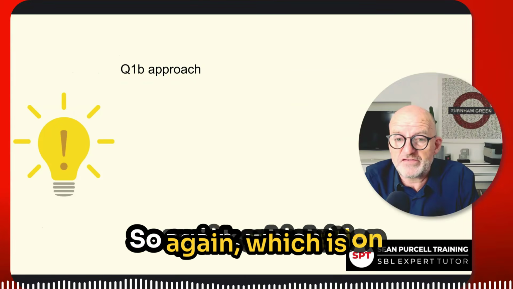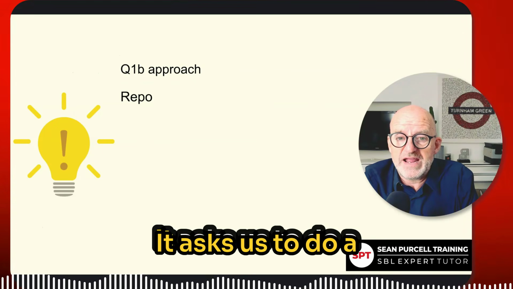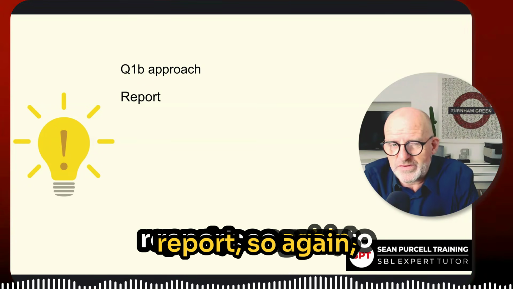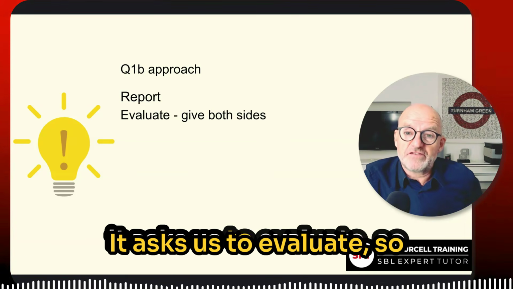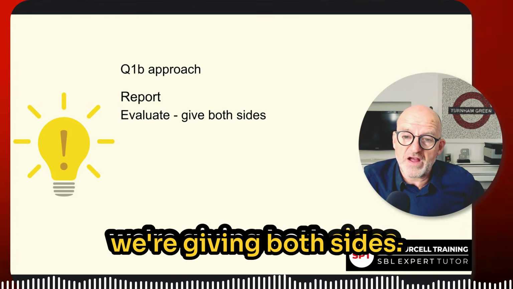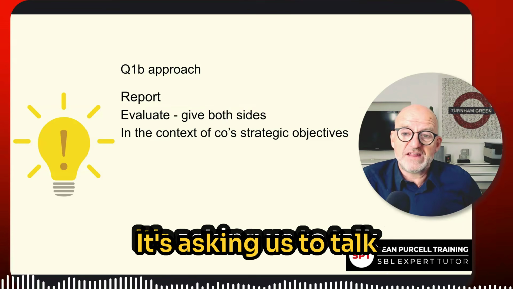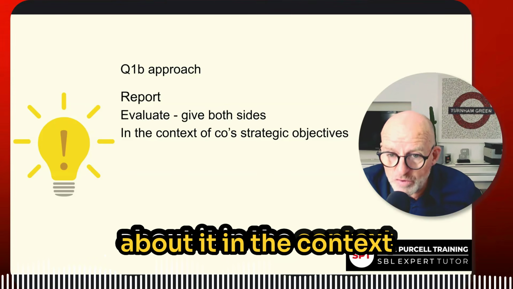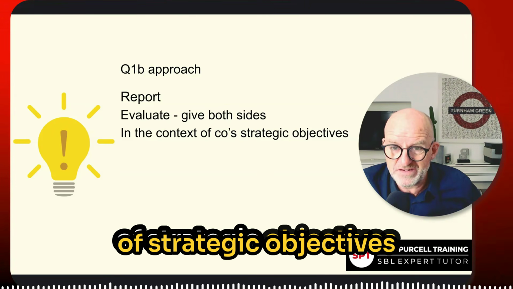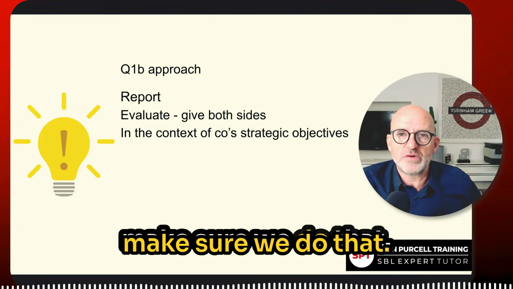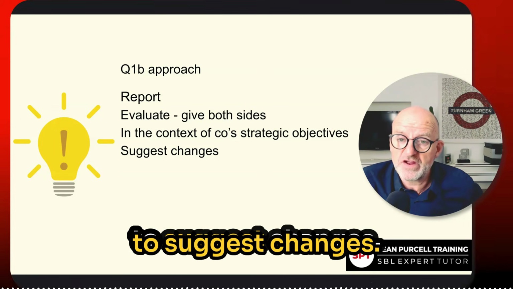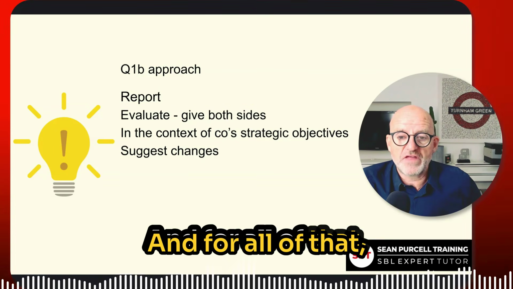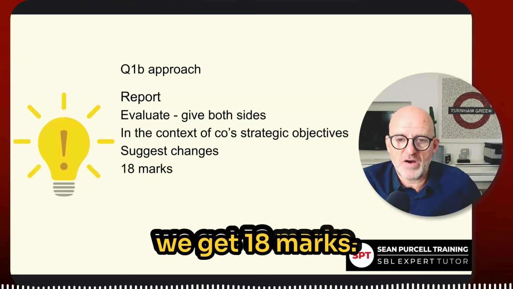So quick summation again, which is what I would do. It asks us to do a report. So again, to, from, date, but don't over elaborate things. It asks us to evaluate. So we're giving both sides. The verb there is evaluate. It's asking us to talk about it in the context of strategic objectives again. So we need to make sure we do that. And we were also asked to suggest changes. And for all of that, we get 18 marks.